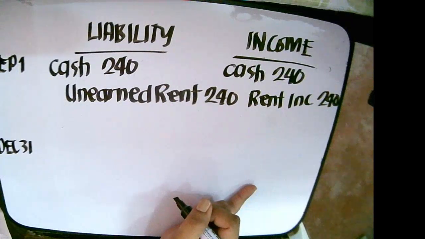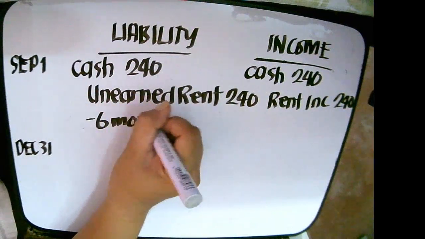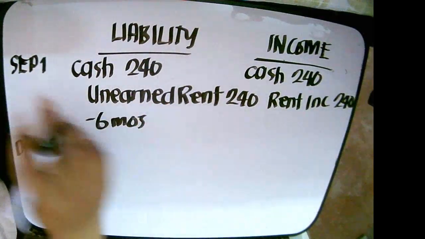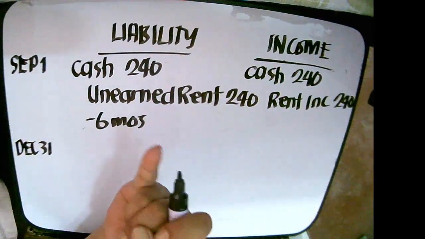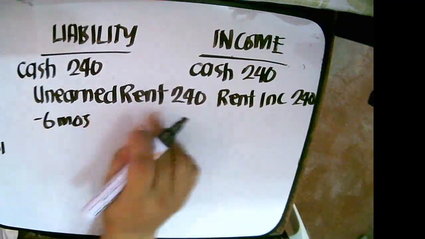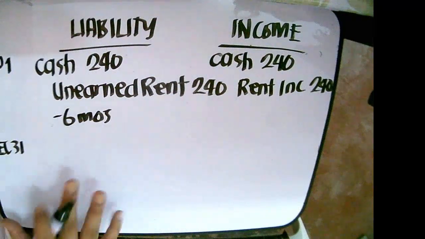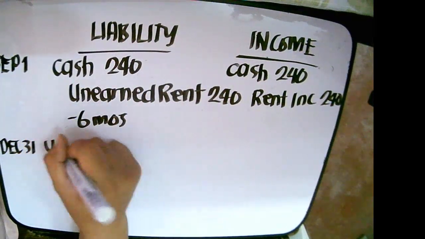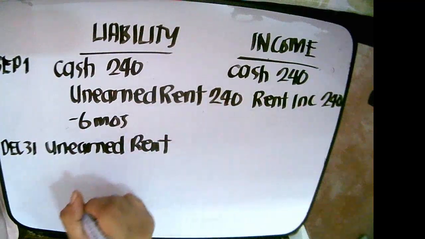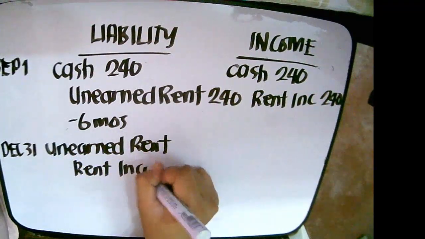So, on December 31, ano daw yung adjusting entry natin? So, itong 240,000 is good for 6 months. So, ilang months na ba yung nagamit or yung naglapse? So, September 1 to December 31 is September, October, November, December. So, 4 months. So, itong unearned rent, hindi na totoo na 240. So, dapat bawasan mo yan para maging correct to reflect the true balance. So, debit tayo ngayon ng unearned rent. And then, since na-earn na natin yung portion, which is 4 months, credit na tayo ng rent income.